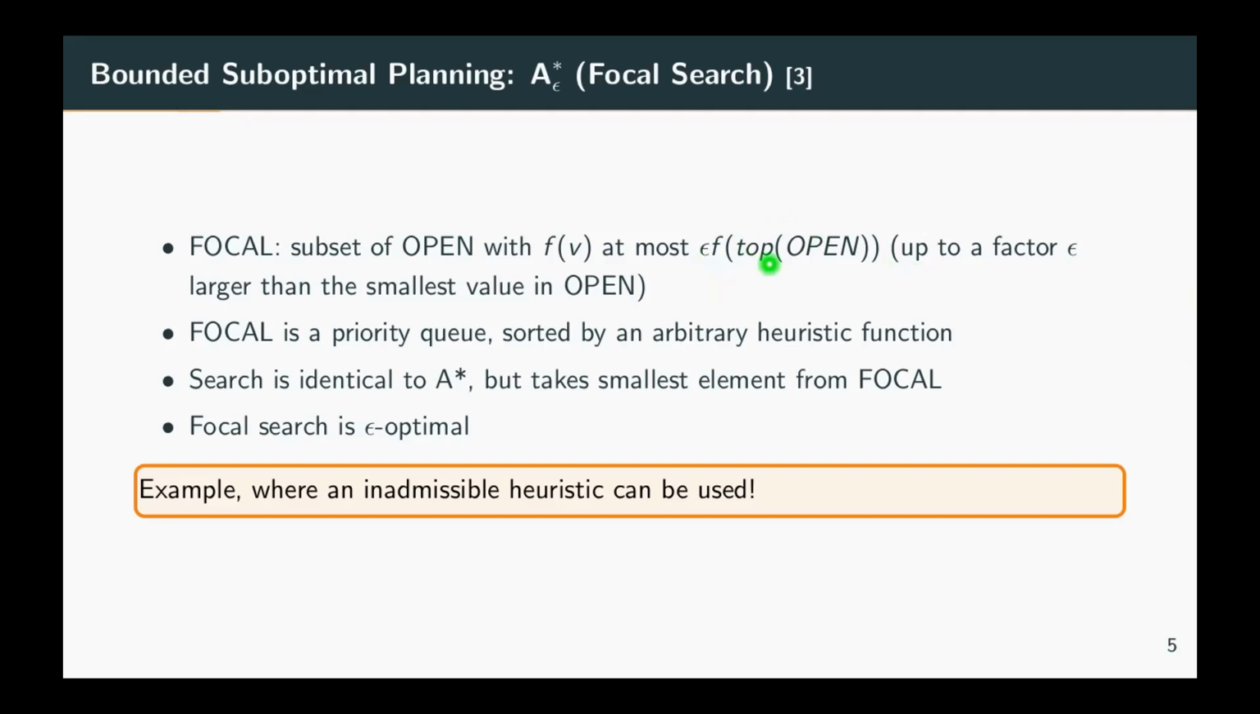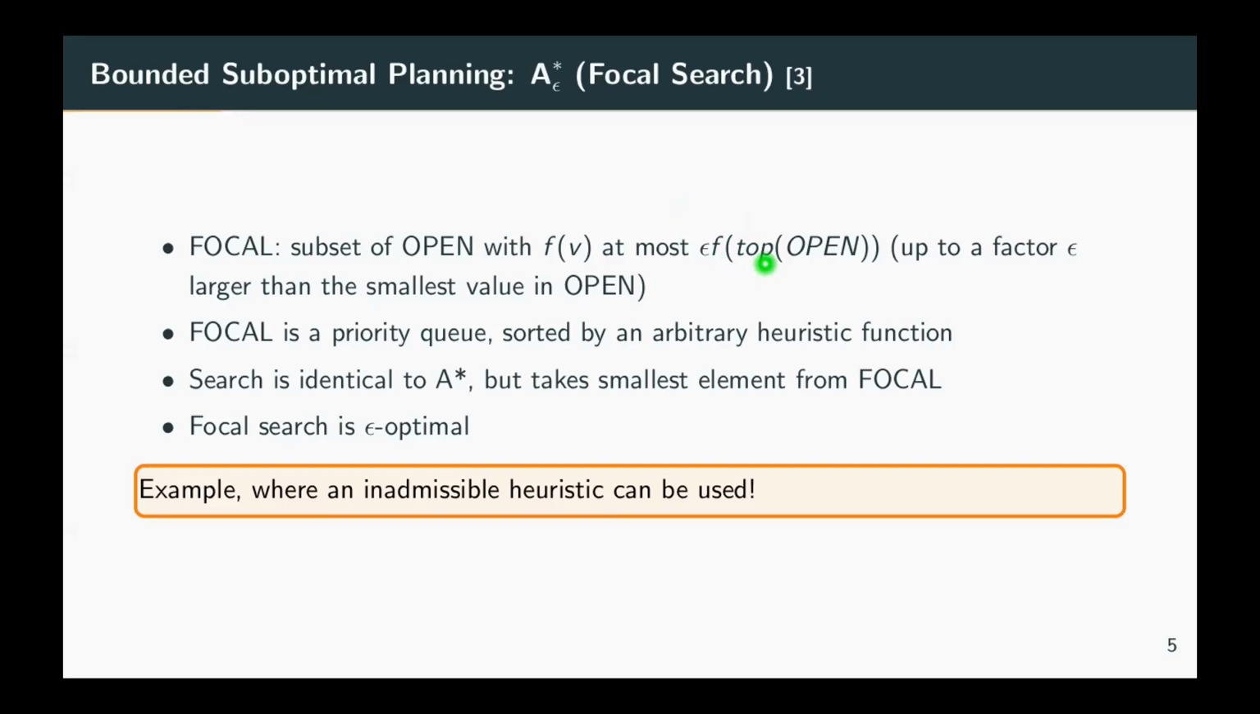So in other words, if the open set is a priority queue, the first element is the one that has the lowest f value. Then we multiply this f value by epsilon. And then all the elements on the original open set that have an f value that is at most epsilon times the smallest will be in the focal set. And now we have a set, and we can freely rearrange elements in the set. And so focal is also a priority queue, but we can use an arbitrary heuristic function in that case.